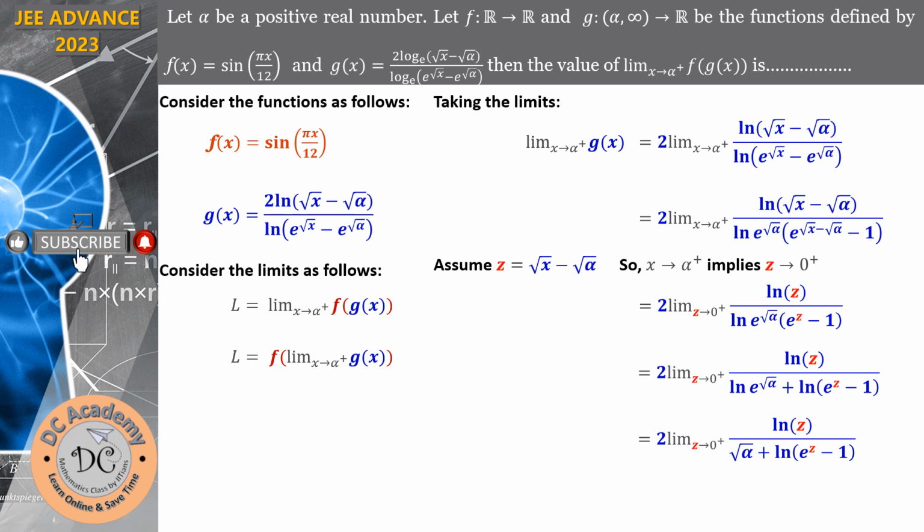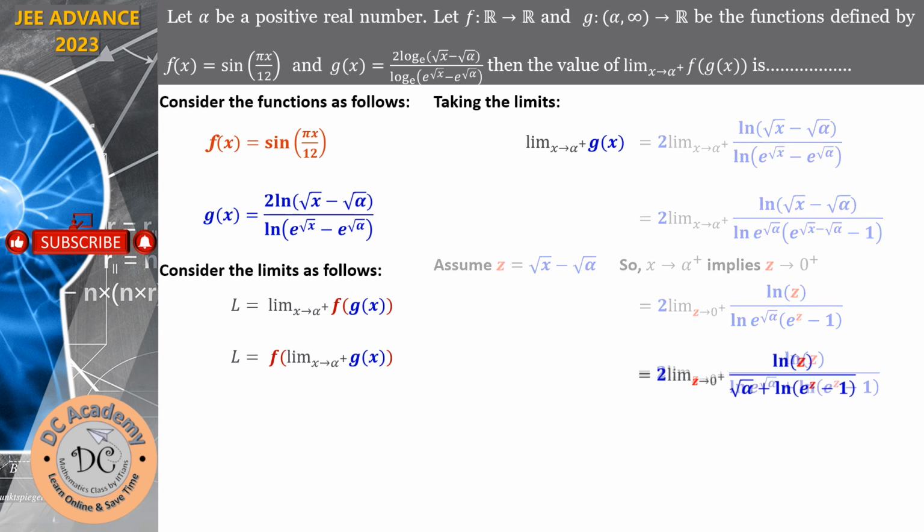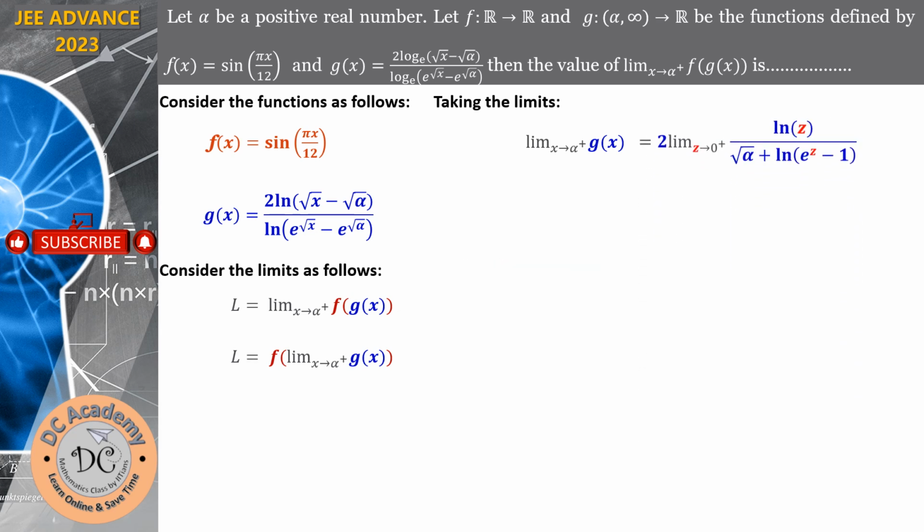Now, in this particular process, we can substitute the value z equal to 0 and test it. See that in this case, if I substitute, we get log 0 divided by root alpha plus log 0. So it is undefined divided by undefined. Therefore, we cannot do it directly, so we'll use L'Hospital's rule to calculate this particular limit. These are indeterminate forms for L'Hospital's rule.